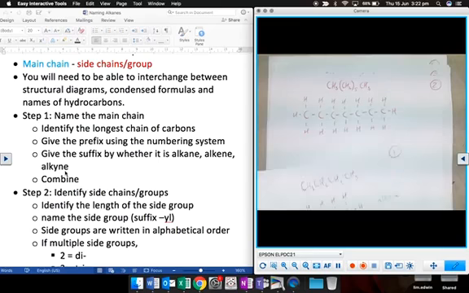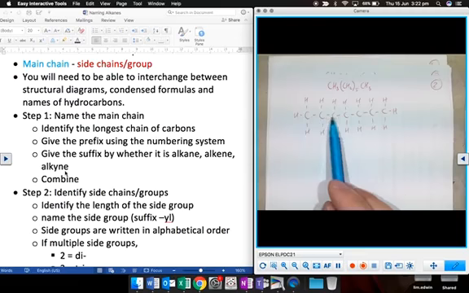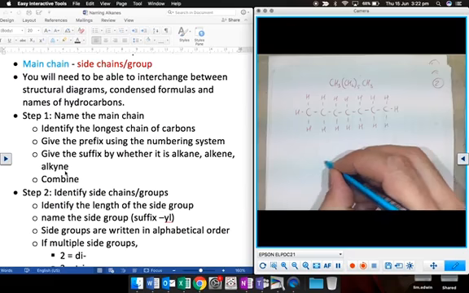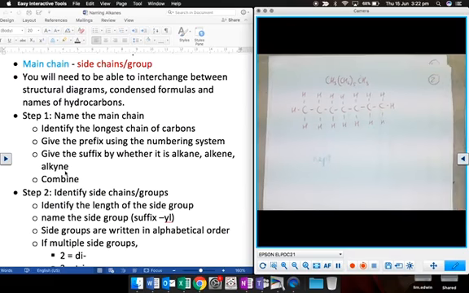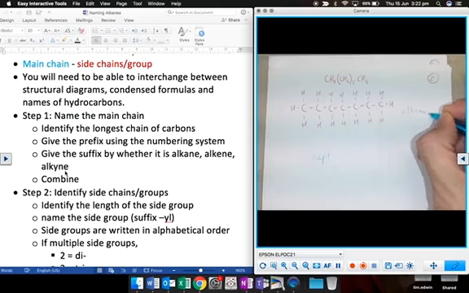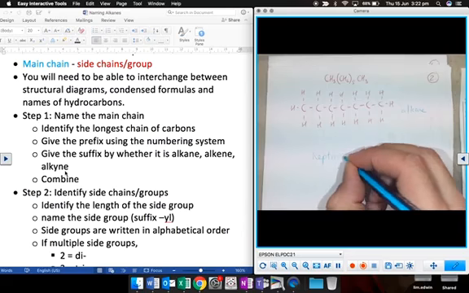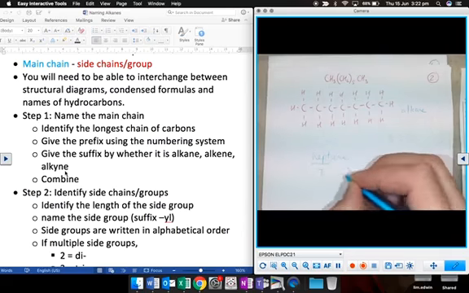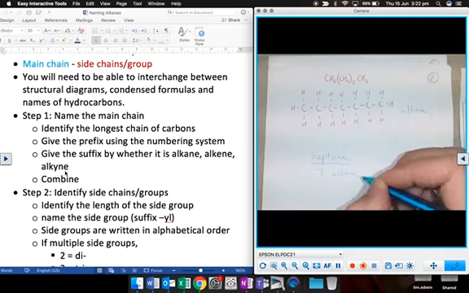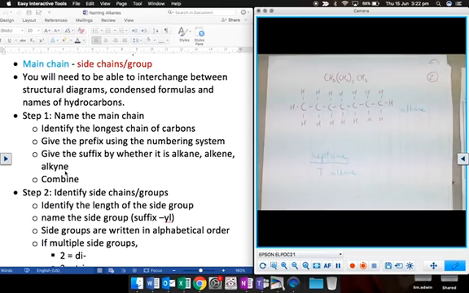Butane. The next one here, we have a main chain of 1, 2, 3, 4, 5, 6, 7. 7 is hept. And this again is an alkane. So therefore it's heptane. Hept for 7, ane for alkane. So that's the main chain things.